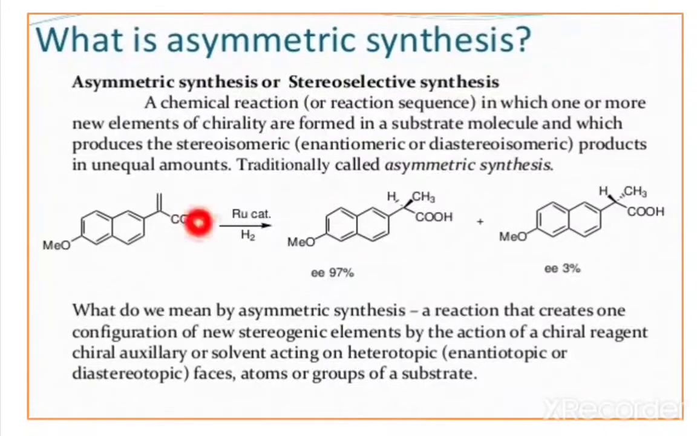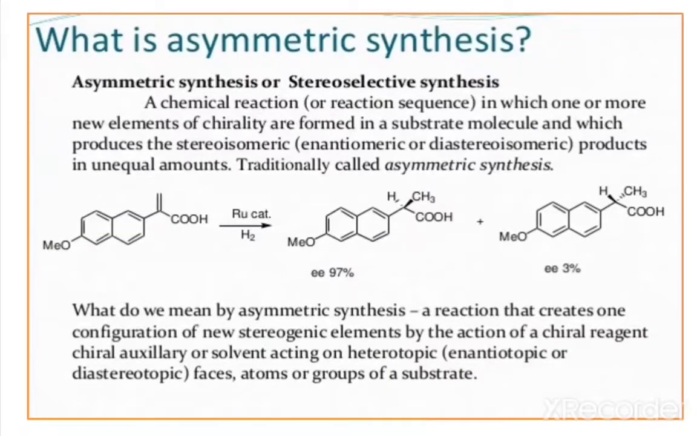That means here in this simple reaction, the ruthenium catalyst in the presence of H2 reduces this double bond, and here two different products are formed. One is 97% and another is 3%. That means we get an unequal ratio of the products, or unequal stereoisomers are formed. Such a reaction is an example of asymmetric synthesis, or we call it a stereoselective synthesis.